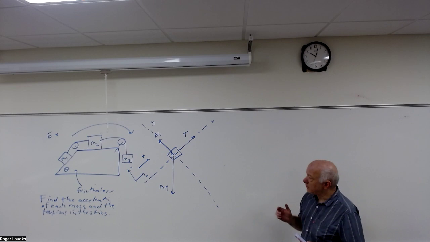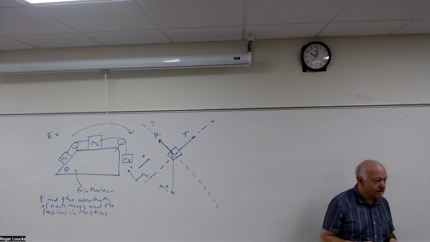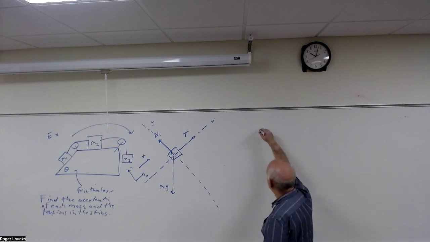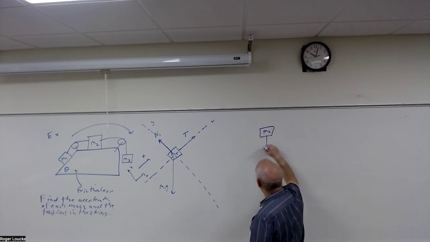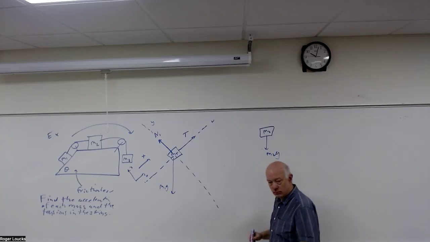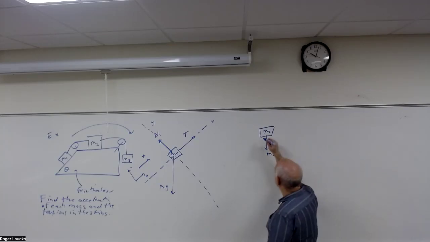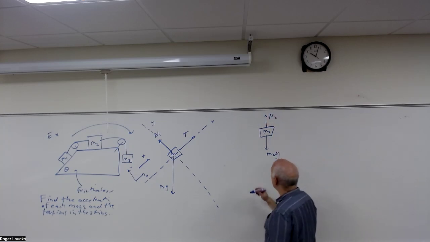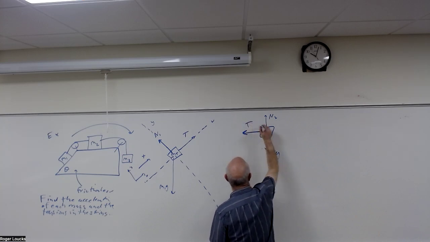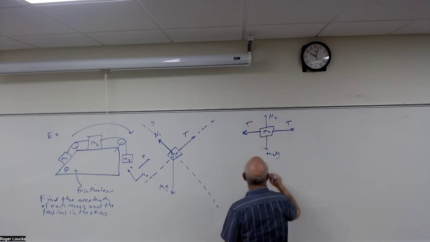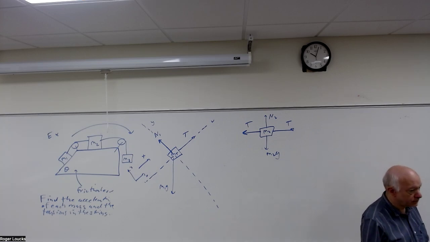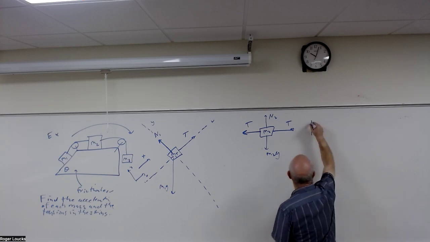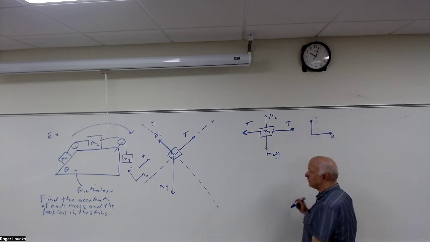Okay, tell me about my friend M2. Weight going down. Normal going up. Tension on both sides. Okay, and what's the coordinate system? It's just going horizontally like that, so it's going to be just a standard thing. And which way do we take to be positive?